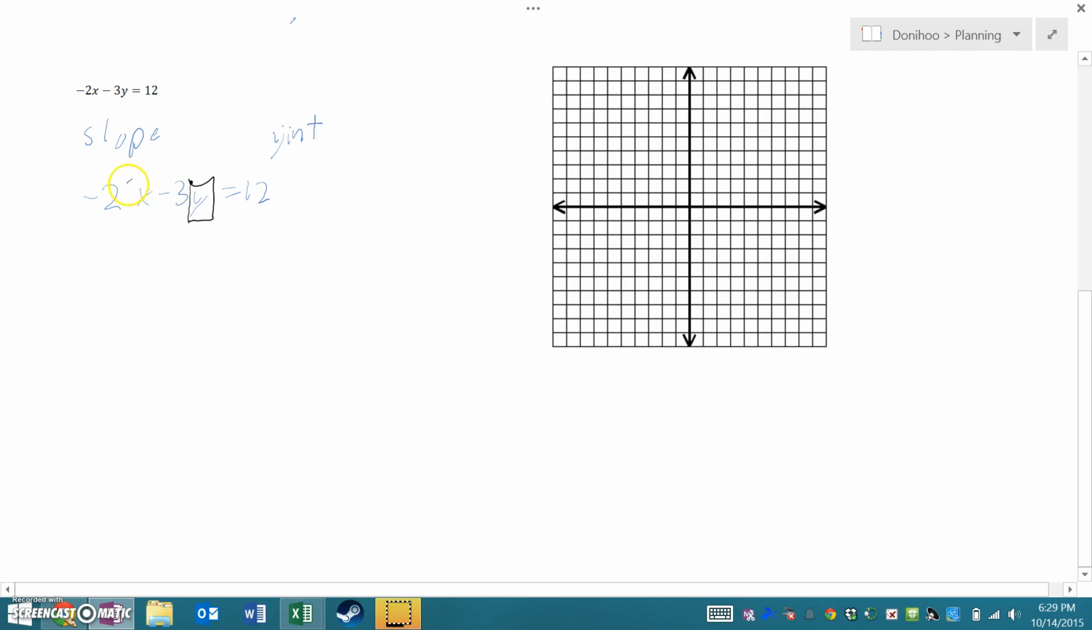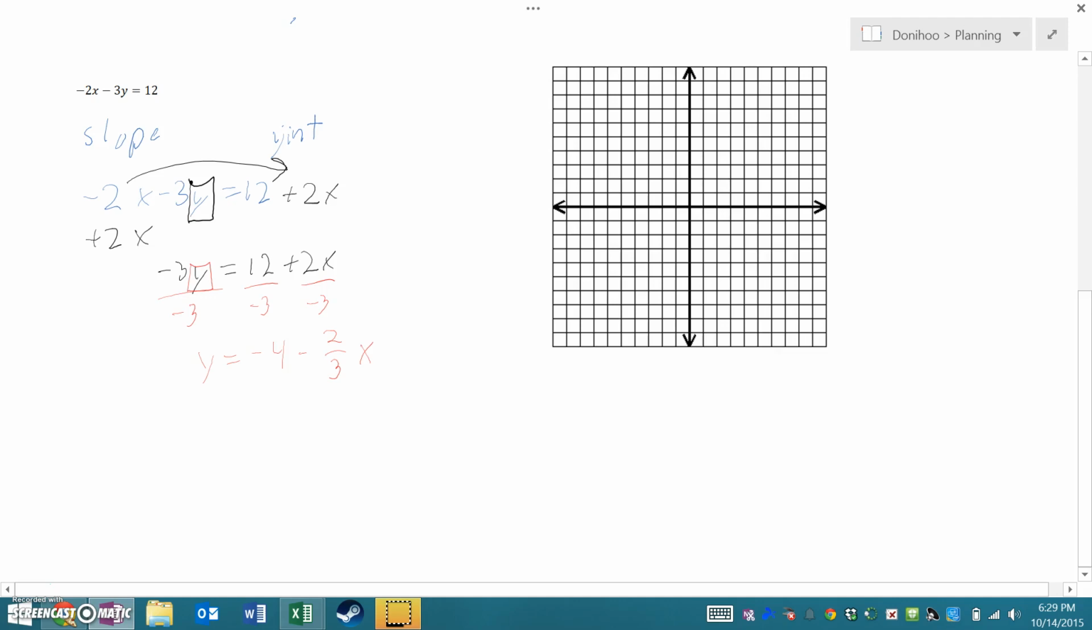That means that this negative 2x is going to get moved over, which means I'm going to do the opposite and add it. Okay, negative 3y equals 12 plus 2x. To continue solving for y, now I'm going to get rid of that negative 3, so I'm going to divide everything by negative 3. That gives me y equals negative 4, and I'll just change the sign there. I'm not actually going to do the division, because I don't want to deal with the decimal.